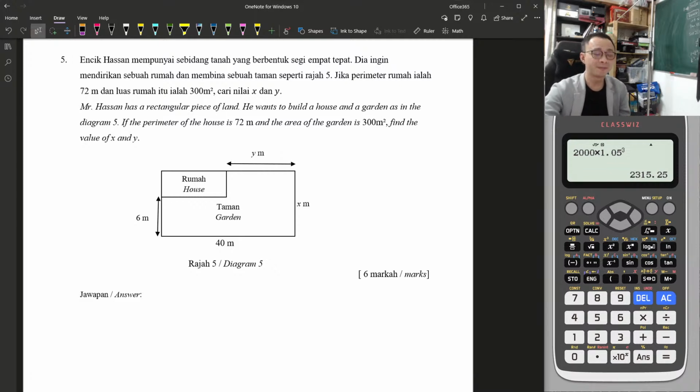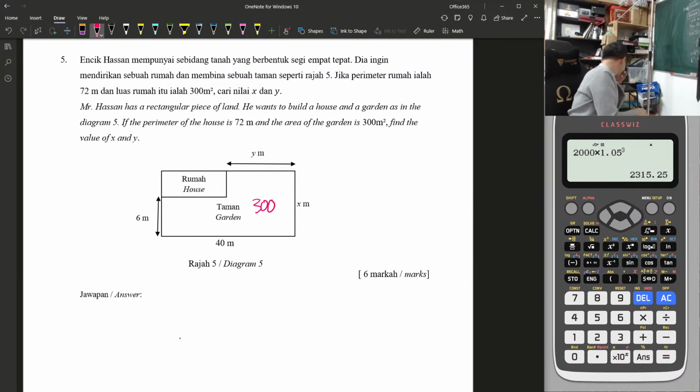Okay, so let's move on to some simultaneous equation questions. Mr. Hassan has a rectangular piece of land, and he wants to build a house and a garden, as in diagram 5. If the perimeter of the house is 72 and the area of the garden is 300, so this is 300 here.